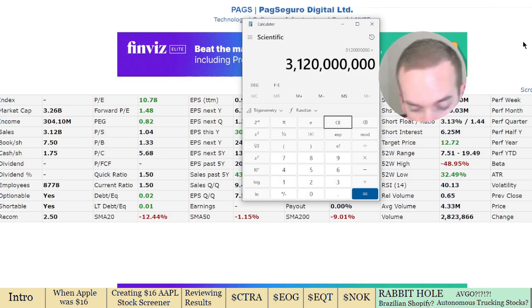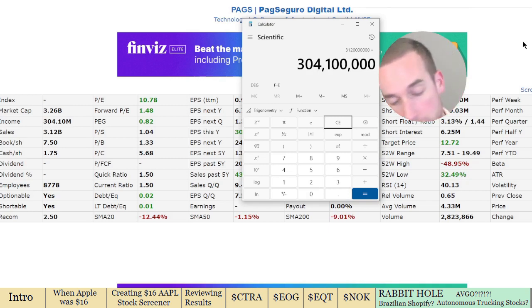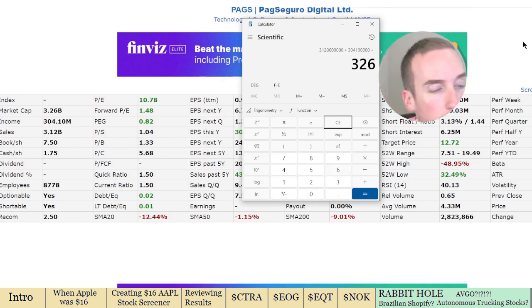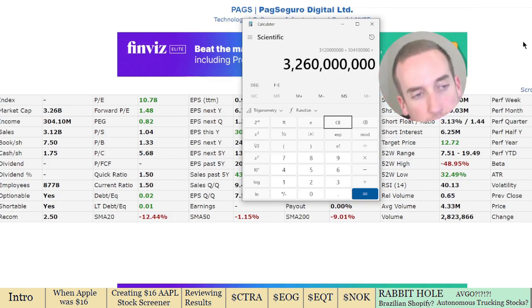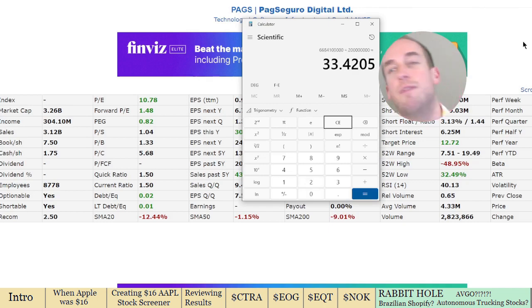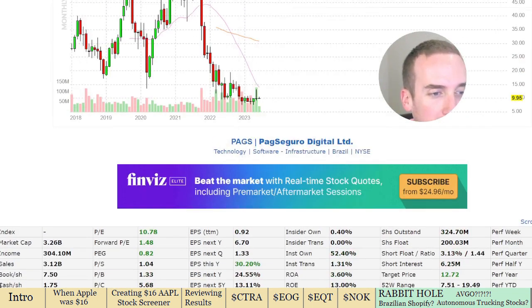3,120,000,000 plus the 304 million in income, and the market cap of 3,260,000,000. All right, divided by 200 million shares outstanding, and boom, $33 stock. Okay, I do like this.